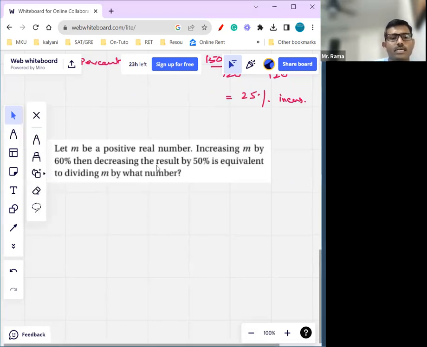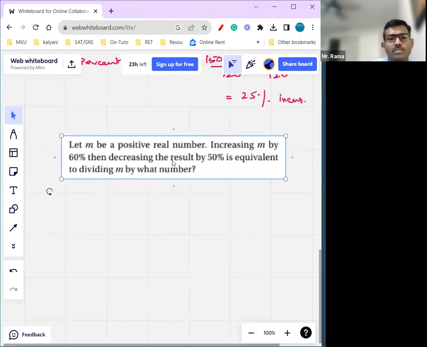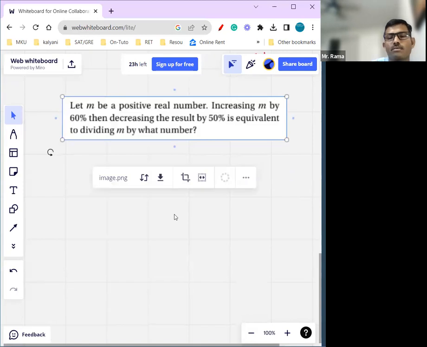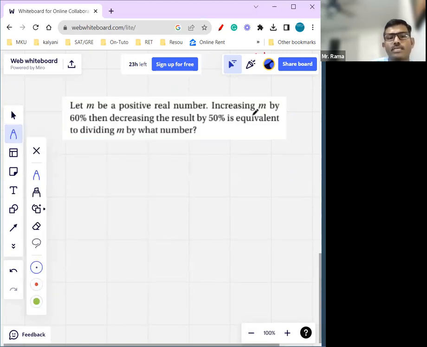You can work on this one later, but let's pay attention to it so that you don't miss the important information. So m is a positive real number and m is increased by 60%. Anytime they give you a number, take it as some 100. It's always easy for percentages.